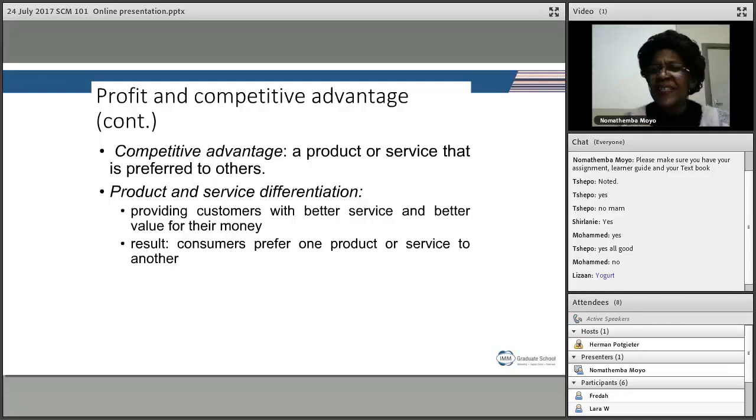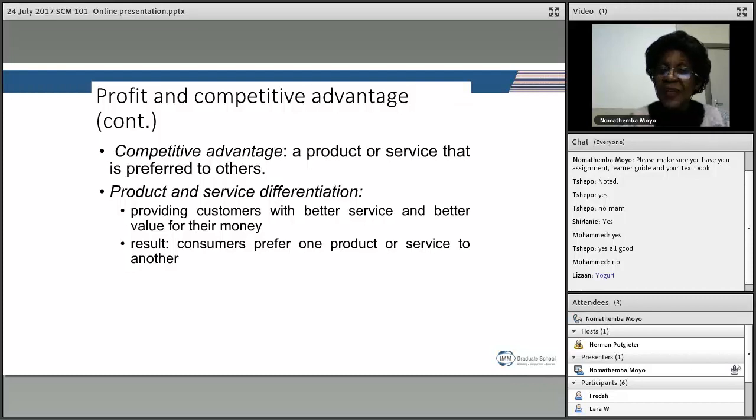Competitive advantage. What is meant by competitive advantage? It is a product or service that is preferred to others. You have your competitors. What is it that will make people come to you instead of the same people that are providing the same product like you? So that's a competitive advantage. What makes consumers come to you instead of your competitors? Then we talk about the product and service differentiation.